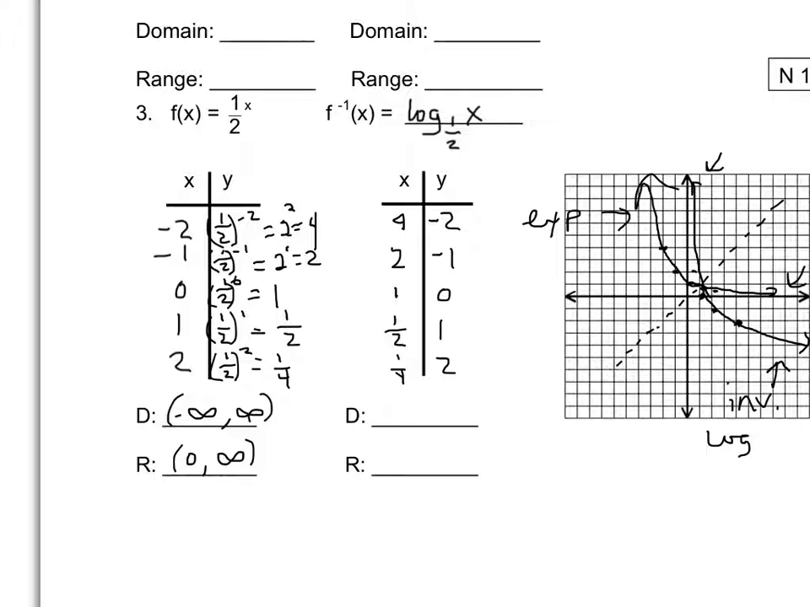Now, to get domain and range, again, we switch the domain and range from the original, and that means our domain would be 0 to positive infinity, and our range is negative infinity to positive infinity. We have one more page of notes, and we'll be done.